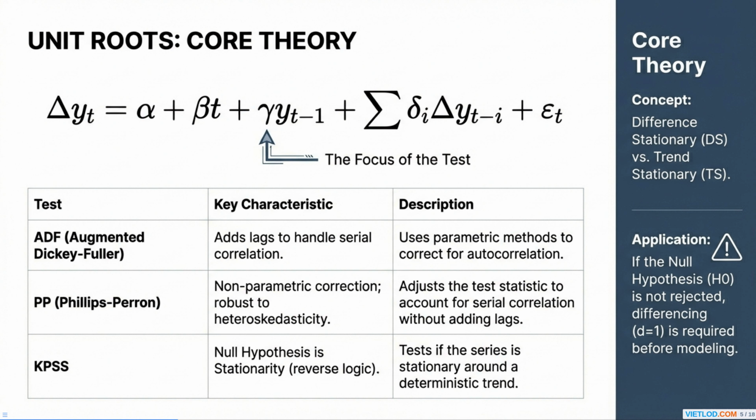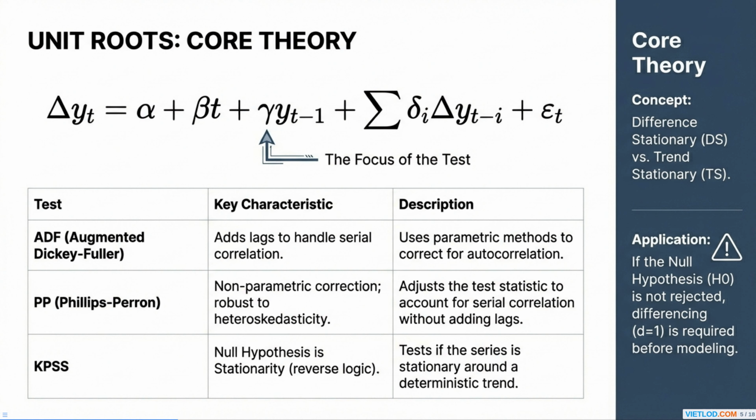The ADF augmented Dickey-Fuller test is a workhorse model. It's a parametric test that adds lagged difference terms, the sigma part of the equation, to handle serial correlation in the error terms. The PP Phillips-Perron test takes a different, non-parametric approach. Instead of adding lags, it adjusts the test statistic itself to correct for serial correlation and heteroskedasticity, making it robust to these issues.